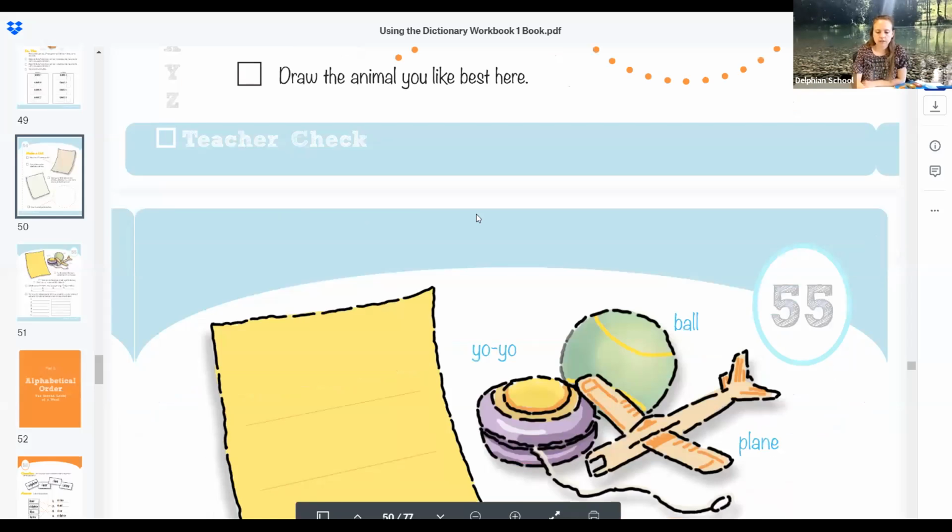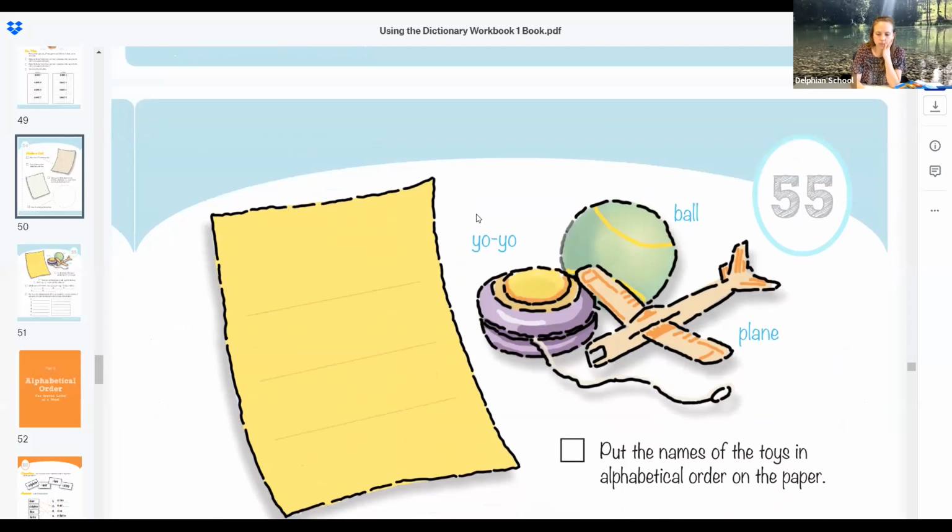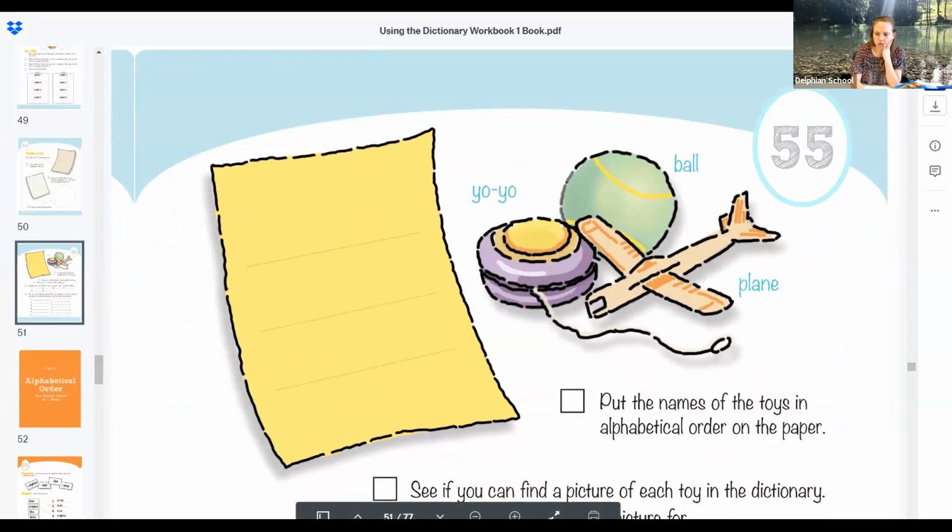See what the next assignment is. Okay, good. Put the names of the toys in alphabetical order on the paper. Okay, so we have a yo-yo, and we have a ball and a plane. So who can put those in alphabetical order for me?